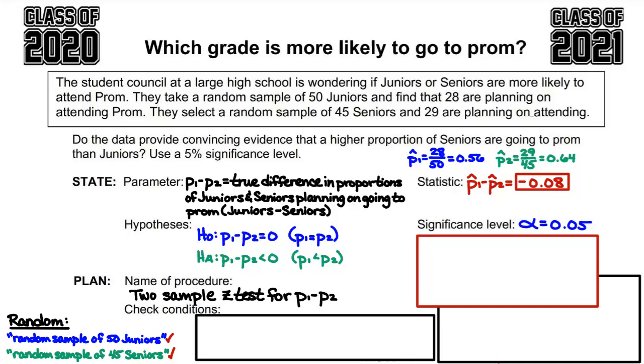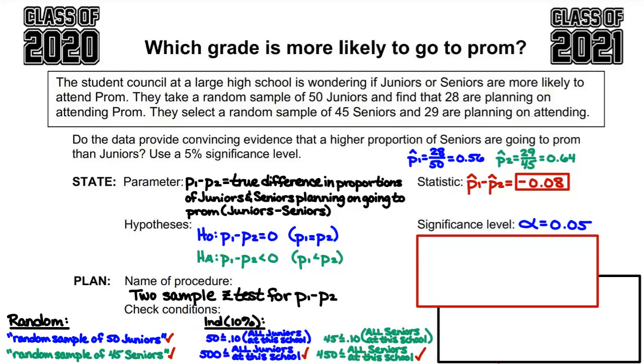Checking our other conditions. We said large counts and 10%. Let's do 10% next. There would have to be at least how many juniors? At least 500 juniors. How many seniors? At least 450. Is that believable coming from a large high school? Yeah. So we're going to assume that we're good on that.